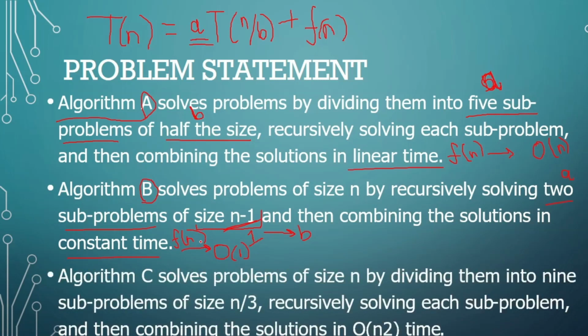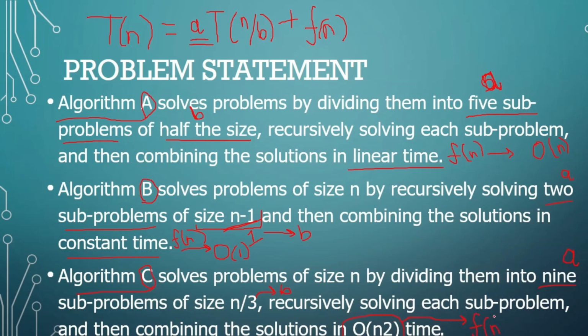Okay, one last problem. We have algorithm C, which solves a problem by dividing it into 9 sub-problems. So that will be our a, of size n divided by 3. So this would be b, and then recursively solving them and combining them in big O of n squared, that is our f(n).